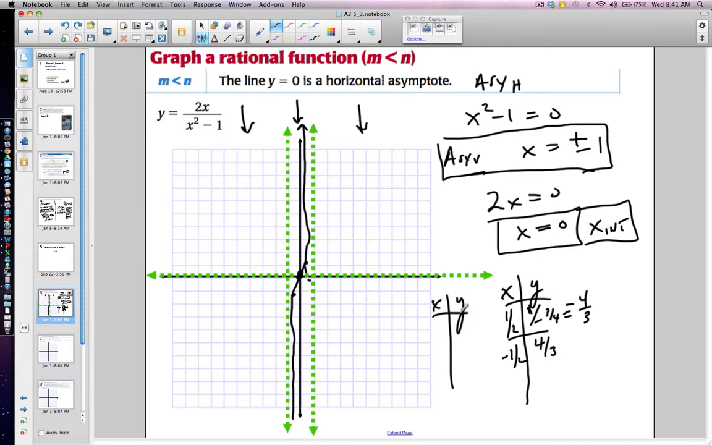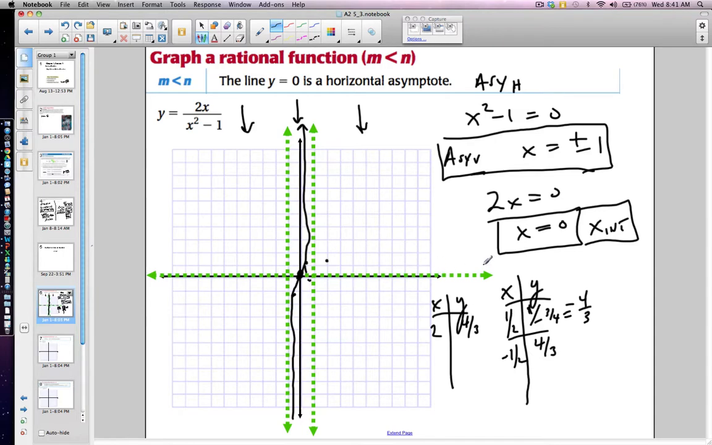And normally what I want to know is what happens close to the asymptote. So I'm going to use 2. When I plug 2 in, 2 times 2 is 4. And then 2 squared is 4. 4 minus 1 is 3. So this becomes 4/3. So 2, I'm at 4/3. And now I'd kind of like to know what happens when I'm a ways away.